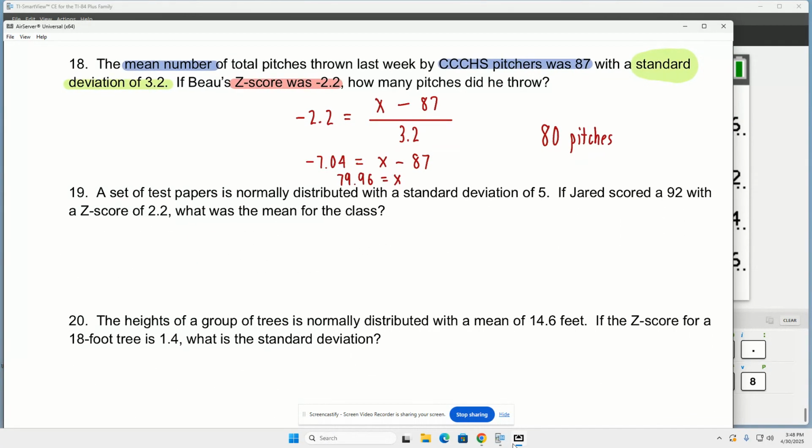Number 19. A set of test papers is normally distributed with a standard deviation of 5. Okay, my standard deviation is 5. Then it says that Jared scored a 92, and the z-score he got was positive 2.2.